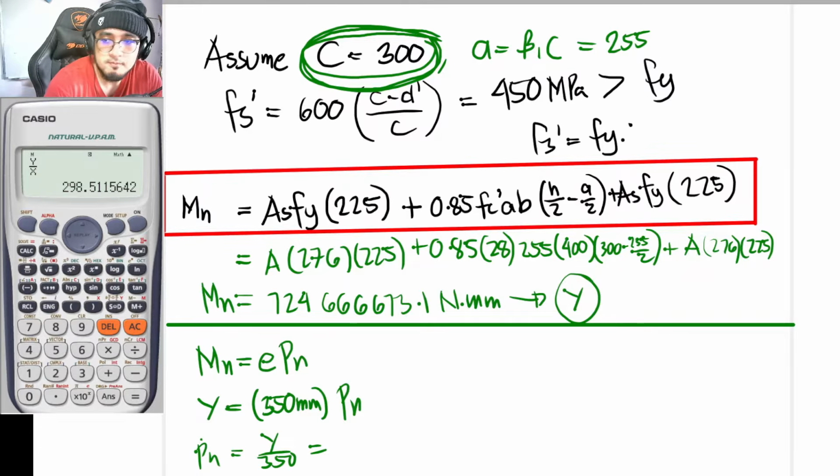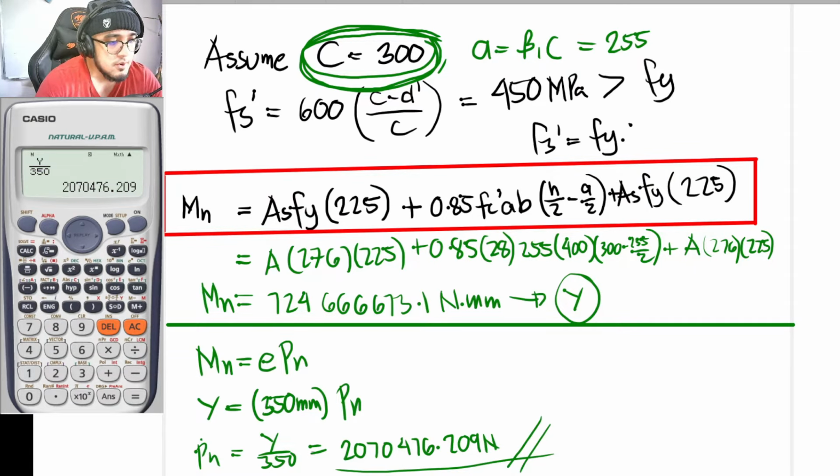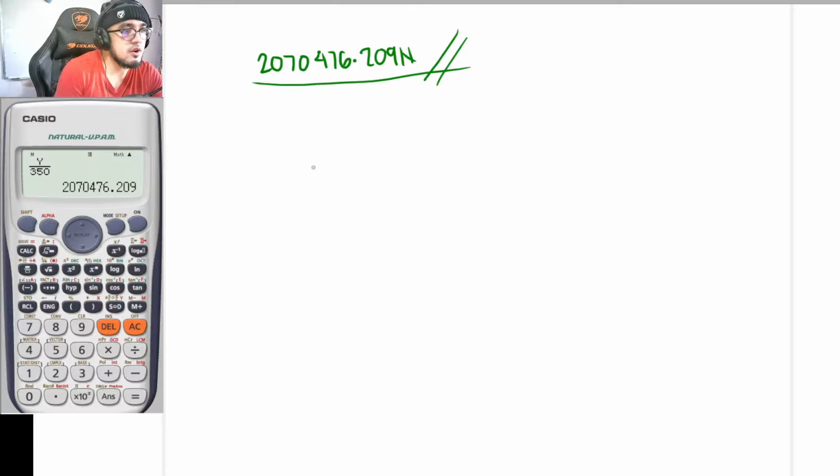So looking at the calculator to your left, Y divided by 350 is now equal to 2070476.209 Newton. So this is now the value for your Pn. Okay, so what to do? The next thing that you will be doing, I will just be copying this to our next slide.